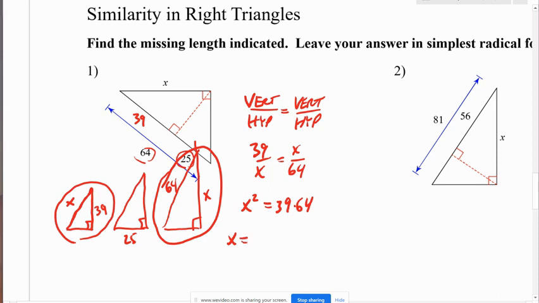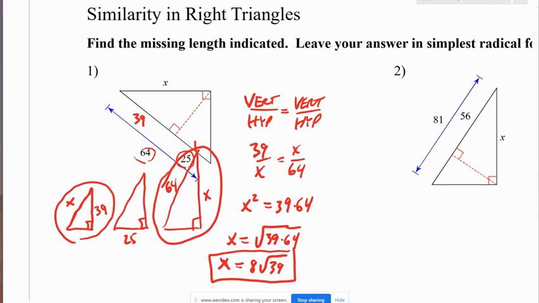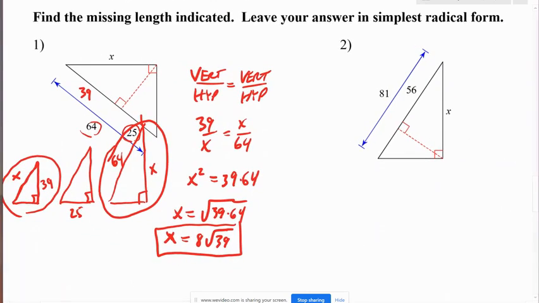And so then X equals the square root of 39 times 64. The square root of 64 is 8. 39 doesn't have any perfect squares that go into it because the only numbers that go into 39 are 3 and 13, and neither one of those is a perfect square. So that's it. That's our answer. X equals 8 root 39. So again, we did that by arranging all of the triangles with the same orientation, deciding what's the short leg, what's the long leg, what's the hypotenuse, and filling in all the matching pieces.